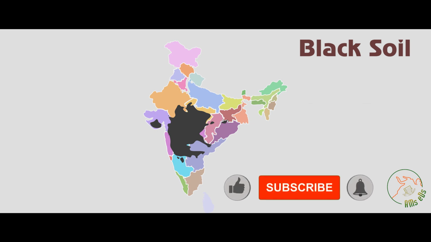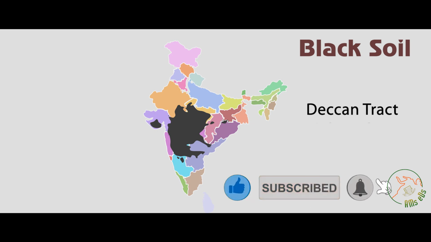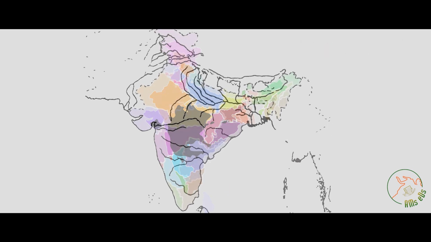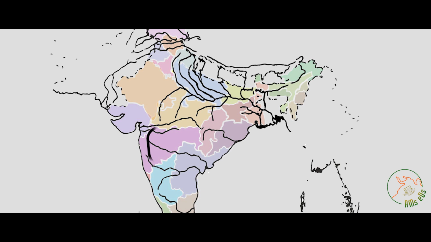The second soil that we will shade and label is the black soil, which we find mostly in the Deccan lava tract, which is a major portion of Maharashtra. So, we can mark it over here between the rivers Narmada and Krishna. Then you shade and label it.